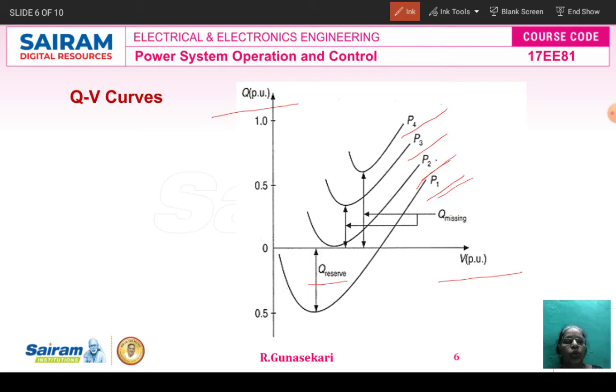For the load P2, if the load increases, what happens? The P2 is marginally stable only. But the loads P3 and P4 represent the higher load. Under higher load conditions, that is P3 and P4, the voltage is unstable, that means the system is unstable only.